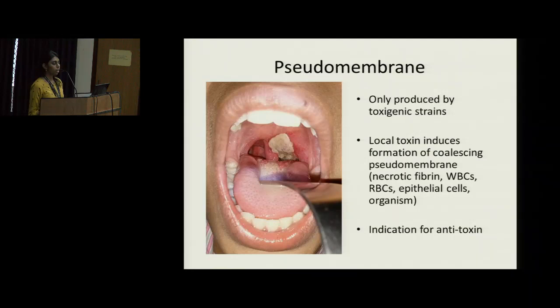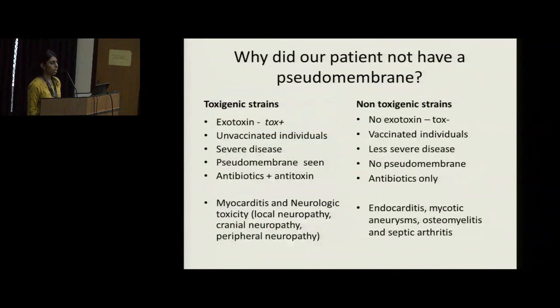However, our patient did not have the presence of a pseudomembrane. He only had congestion, hyperemia, enlarged tonsils, and lymphadenopathy. So our patient did not have a pseudomembrane, and his toxin assay was also negative, so he was infected with a non-toxigenic strain. In toxin-producing strains, there's presence of this exotoxin because of the presence of the tox gene, which helps in producing this exotoxin.